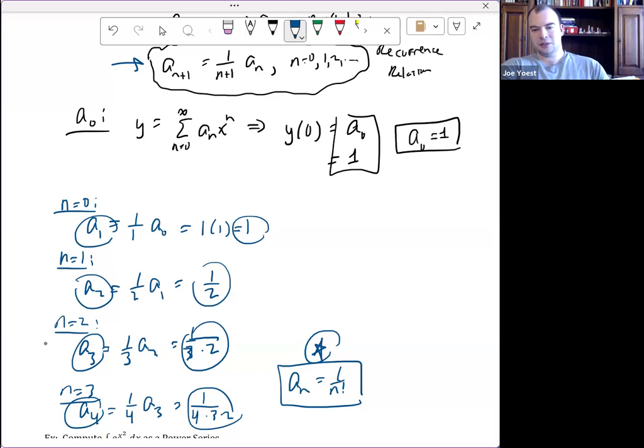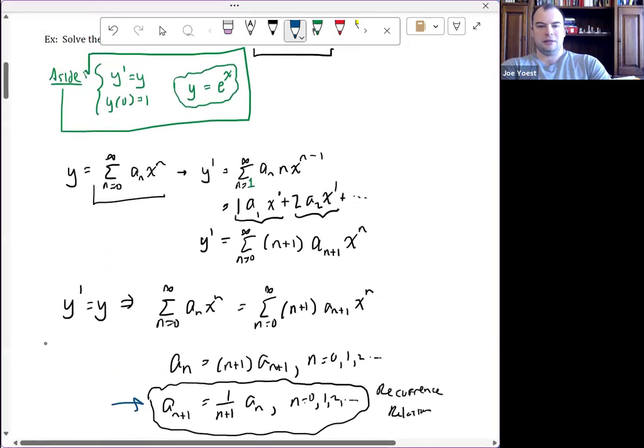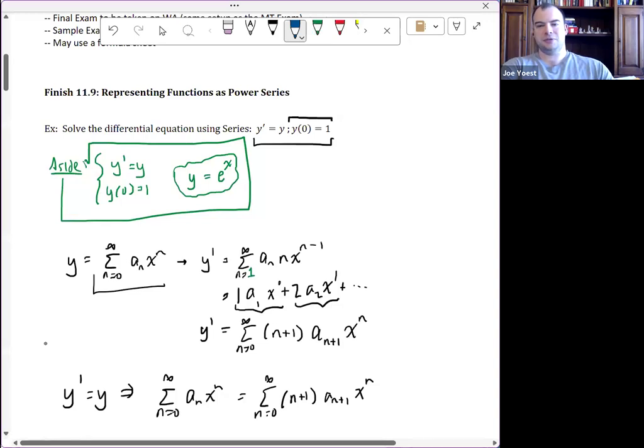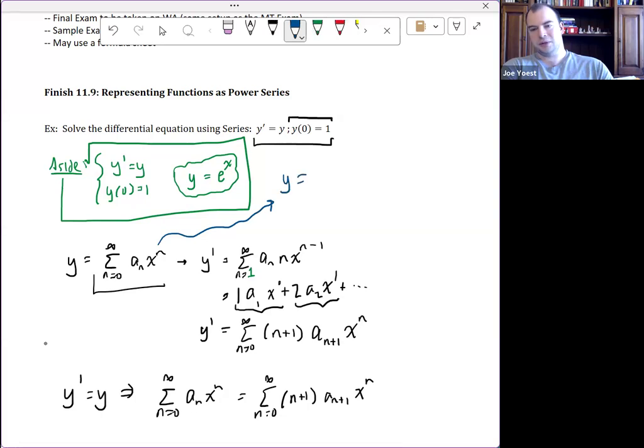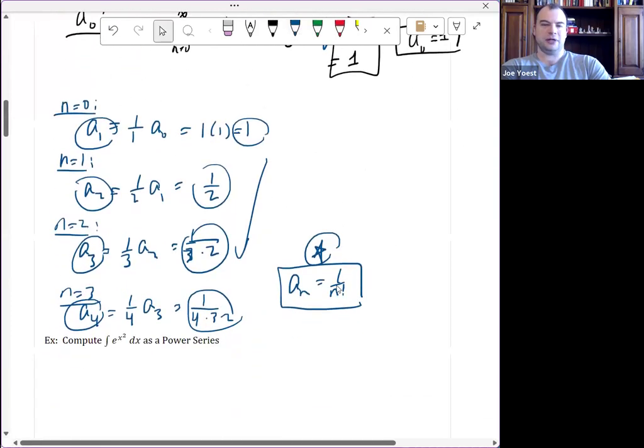That works for these ones. That also works for this one, that a naught is 1 over 0 factorial, because 0 factorial we take to be 1. Or I can actually come all the way back up here and say that the series solution to this differential equation is y equals sum n equals 0 to infinity of x to the n over n factorial, right? A_n is just 1 over n factorial.